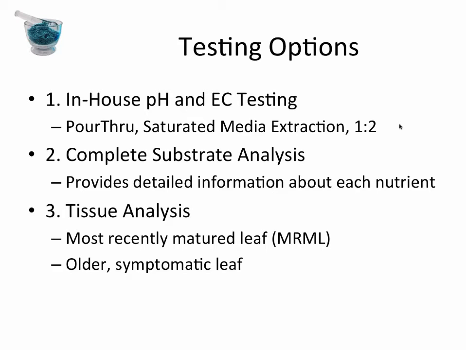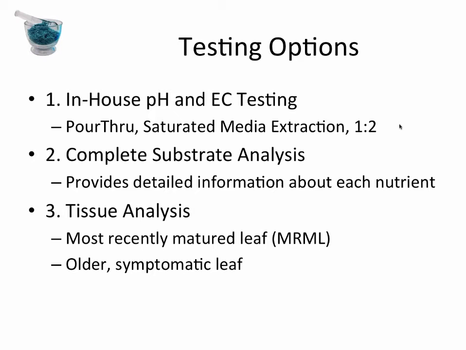Finally, the other factor to look at when you're trying to confirm whether or not you have a low pH problem is getting a tissue analysis. Now, the challenge that comes in is that we most commonly look at sampling the most recently matured leaf.